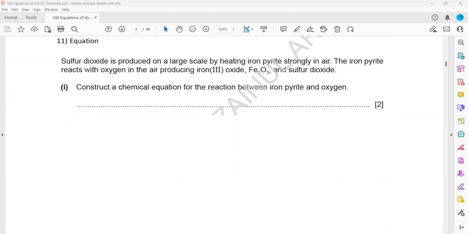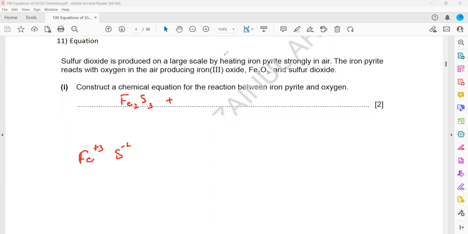So construct a chemical equation for a reaction between iron pyrite and oxygen. Sulfur dioxide is produced on a large scale by heating iron pyrite strongly. Iron pyrite is iron sulfide. Iron 3 sulfide is iron pyrite. So if Fe is +3 and sulfur is group 6, so -2, so iron pyrite will be Fe2S3.